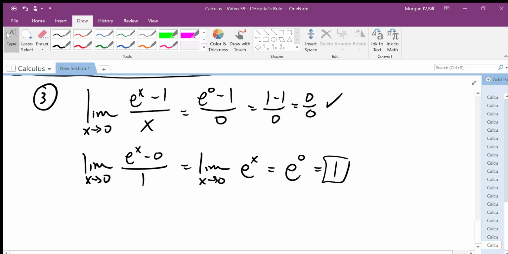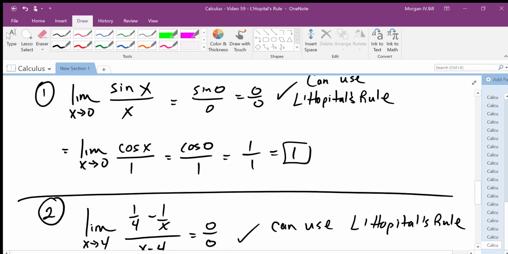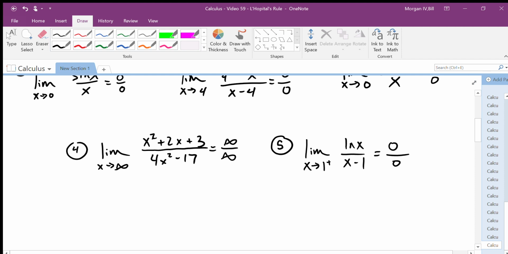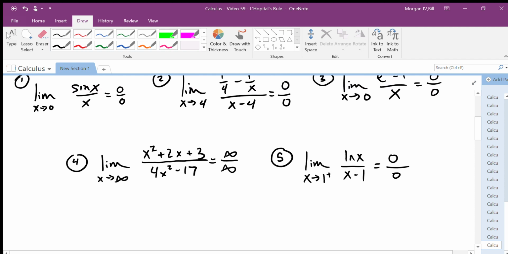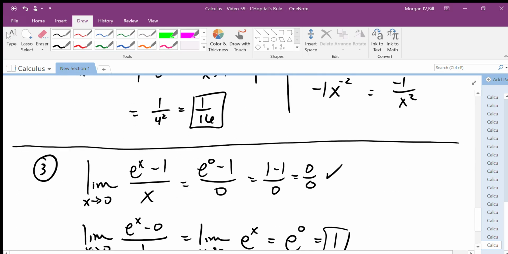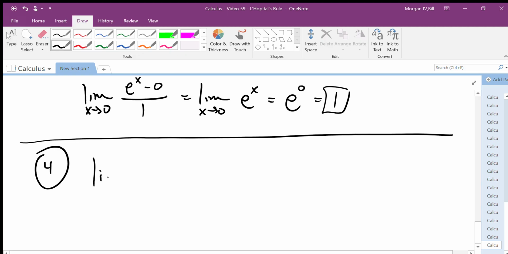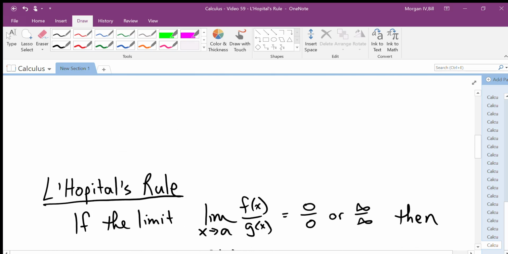All right, 2 more here. Number 4. The limit as x goes to infinity, this time, of x squared plus 2x plus 3 over 4x squared minus 17. I'm sorry, it should be 4x squared minus 17. Did I have the 4? So yeah, 4x squared minus 17.